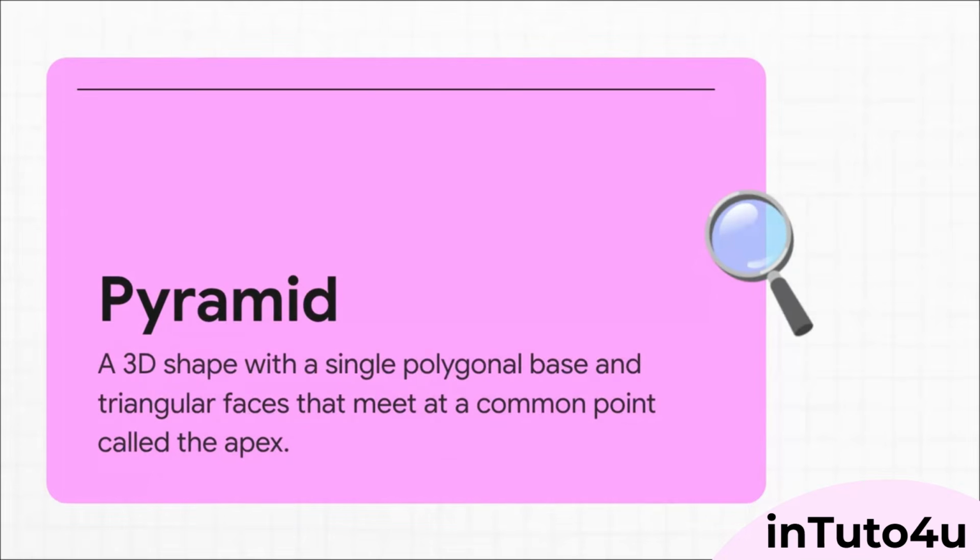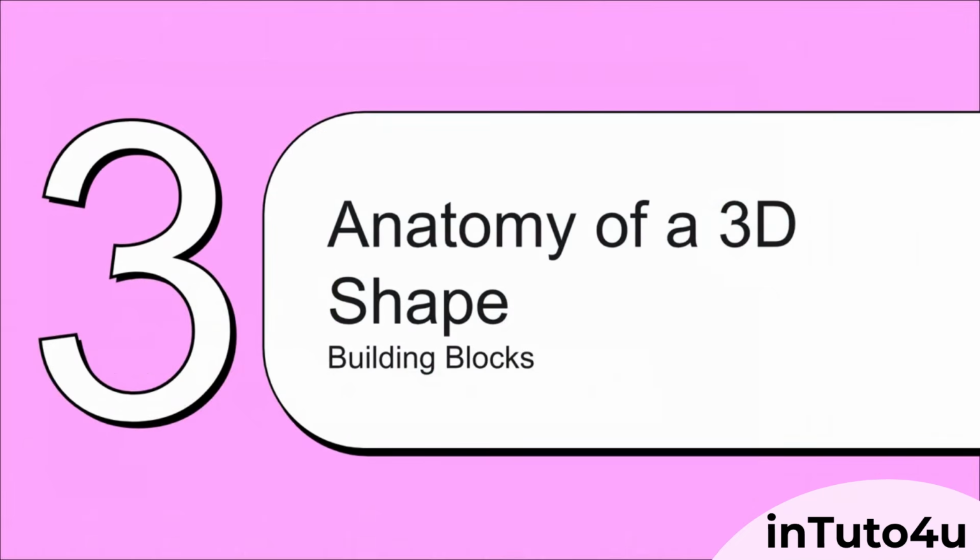And then we have its counterpart, the pyramid. Now, unlike a prism, a pyramid has only one base. From that single base, you've got these triangular faces that all rise up to meet at a single point at the very top. And that pointy bit, that's called the apex. So to really compare these two properly, we need to be speaking the same language. And that means we've got to understand their anatomy, the basic building blocks of any polyhedron.